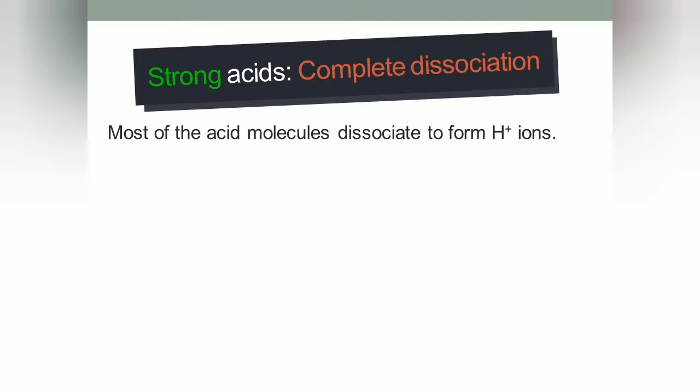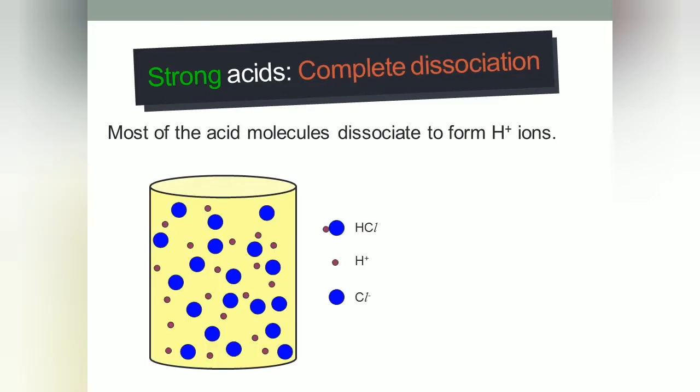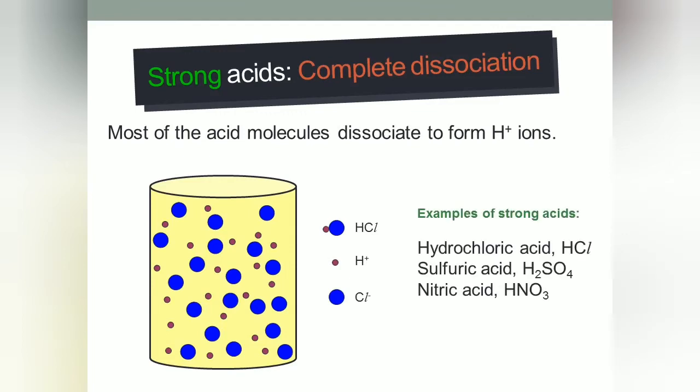Next, there are two types of acid, namely strong acids and weak acids. For strong acids, all of the acid molecules will dissociate to form hydrogen ions. So, from the diagram, you can tell that there are no more acid molecules. It has dissociated completely into hydrogen ions and chloride ions. Some examples of strong acids are hydrochloric acid, sulfuric acid, and nitric acid.